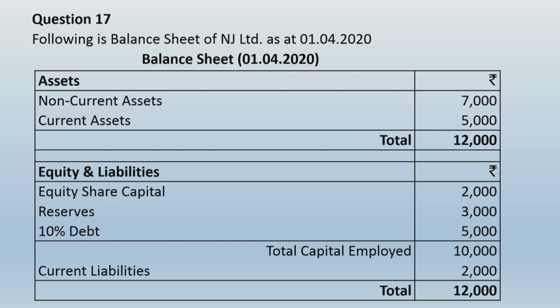You have been given non-current assets and current assets, 7,000 and 5,000, totaling to rupees 12,000. Then you have equity and liabilities. You have equity share capital amounting to 2,000, reserves amounting to 3,000, 10% debt amounting to 5,000, and in the balance sheet itself you have been given total capital employed, that is rupees 10,000, and then current liabilities added 2,000. The total of your equity and liabilities also comes to 12,000. Let us move ahead and read further.